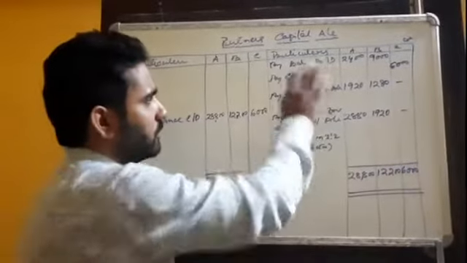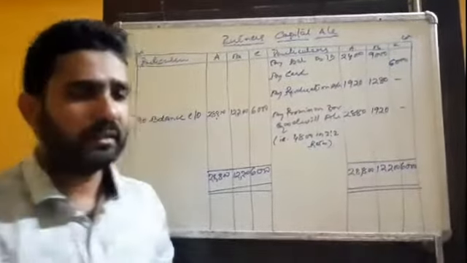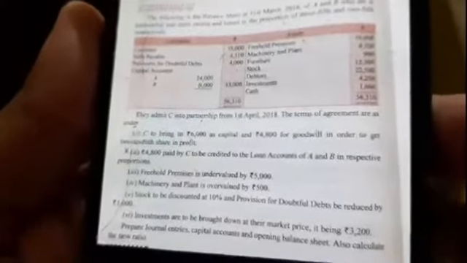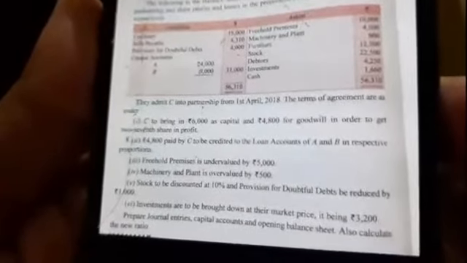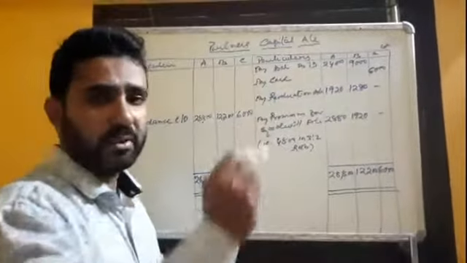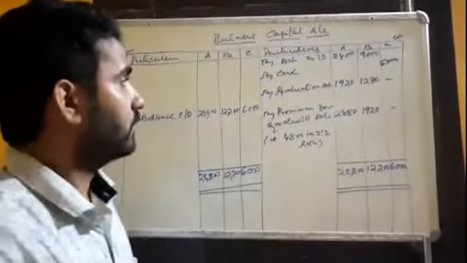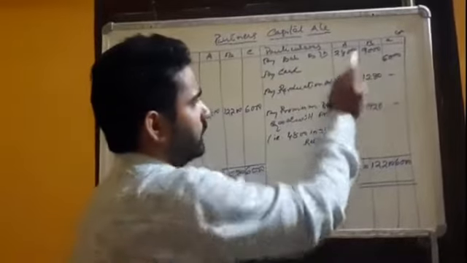First we start with the balance b/d, that is 24,000 and 9,000, and then C as a new partner in point number 1. As you can see in point number 1, C brings 6,000 as capital and 4,800 as premium for goodwill in order to get a 2/7 share in profit. It means C is getting 6,000 as his capital. So if we make the journal entry, cash account debit to C's capital account. So I write by cash account, C 6,000.